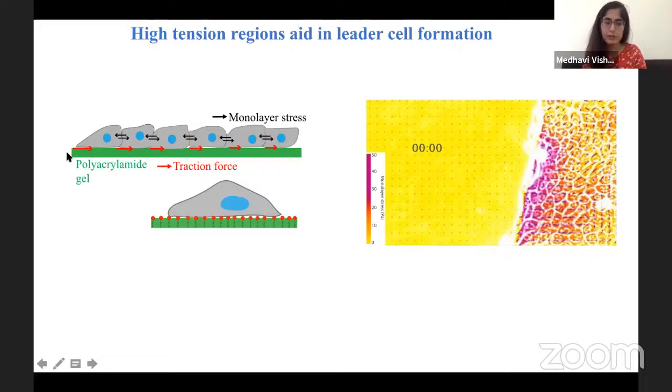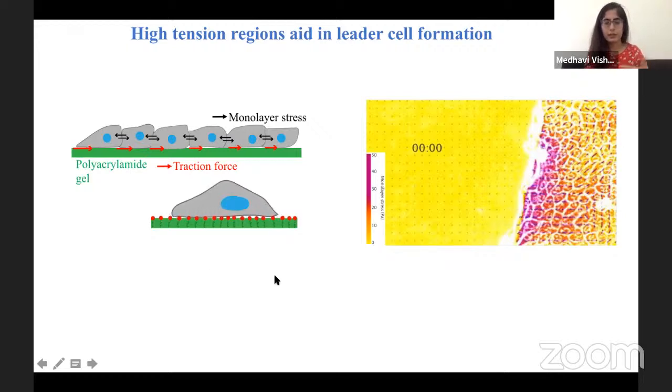We grow cells on polyacrylamide gels, and this polyacrylamide gel has fluorescent beads. So when the cells move on this gel, these red things are beads, and the cells are moving on the gel. Simply by calculating the deformation of the beads on the gel, you can calculate the force that the cell exerts on the gel. So this is the traction force microscopy that we did.